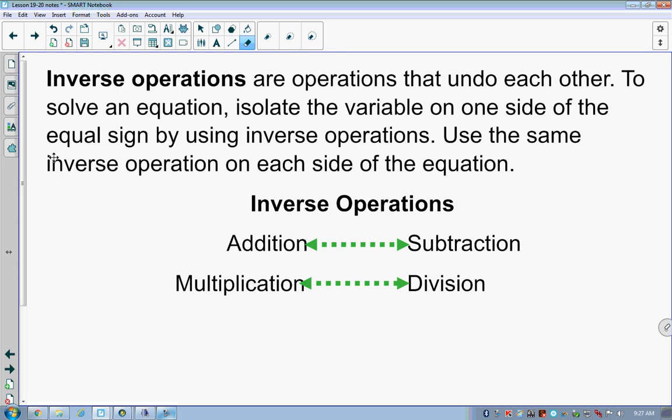And we've already just covered that, right? Inverse operations are operations that are opposite of other operations. And you see that here. Addition and subtraction are opposites. Multiplication and division are opposites. We understand that. We can move on with our life.